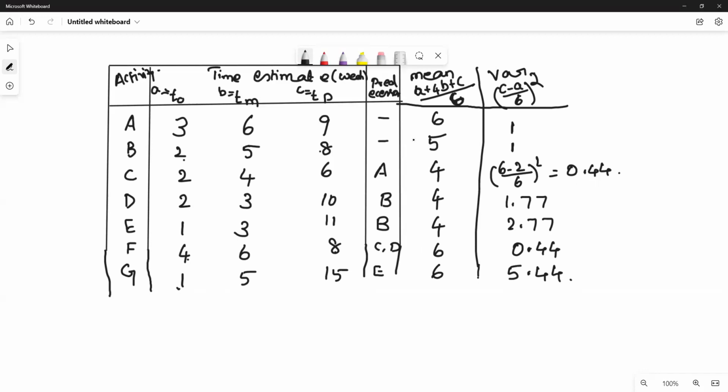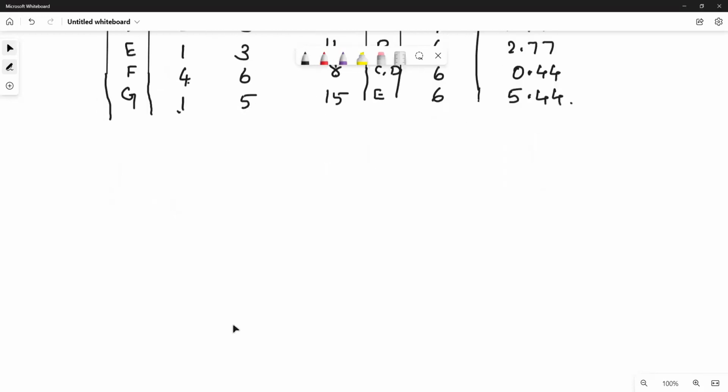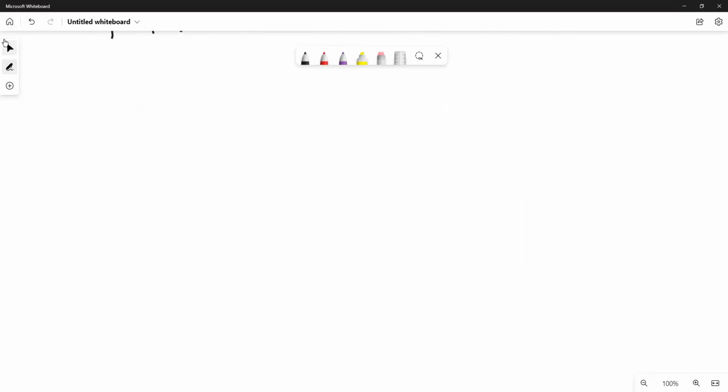So hereafter for duration of activity, we'll take this mean duration, instead of simple duration. First, let us frame the network using the information given, activity and the predecessors. Using these two columns, let us first frame the network. So here A has no predecessor, B has no predecessors. Means A and B are nothing but starting activities.